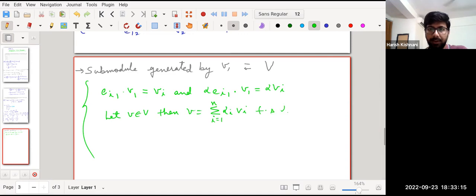For some alpha in your F11, the underlined field, because any v you pick is going to be a column vector. Then you can write it as a sum of scalar times these column vectors vi's, right?